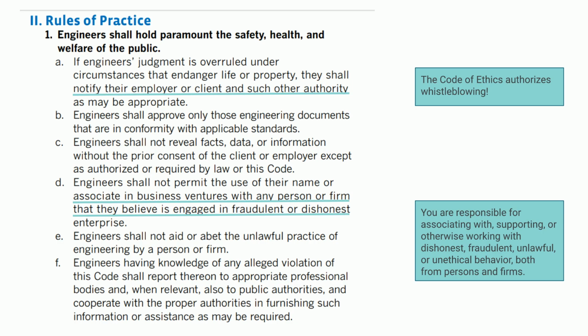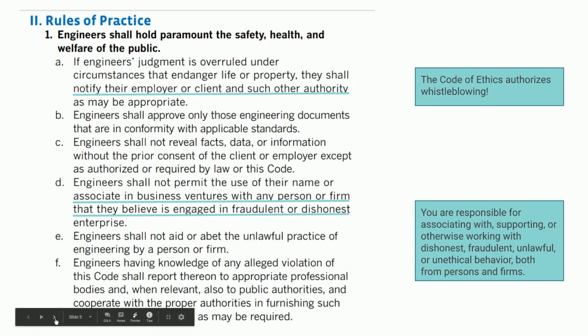But here, the Engineering Code of Ethics is holding engineers to a higher standard. It's not enough that you just don't do anything wrong. It's also that you don't associate with anyone who is doing something wrong. So if you continue to work for or collaborate with businesses that you know to be engaged in fraudulent or dishonest activity, then you are also doing something unethical, even if the particular work you're doing with that business is not illegal or unethical.